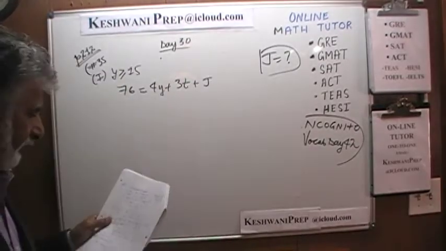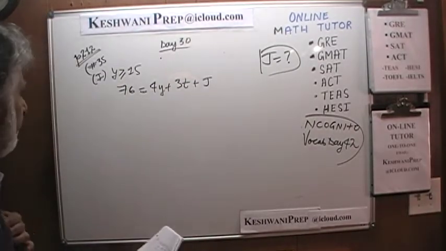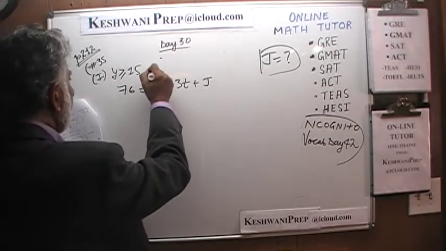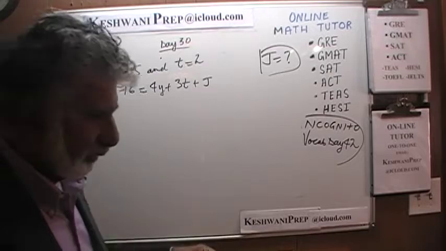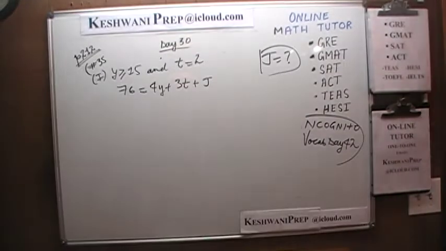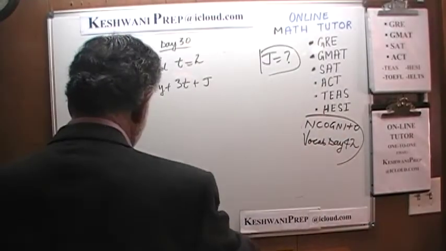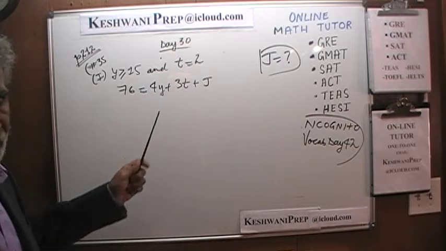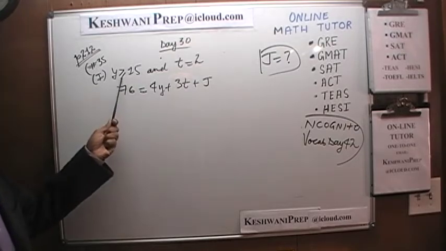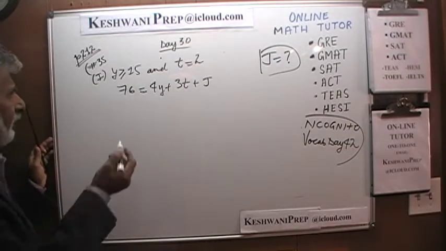And the question now is, oh, and they also tell us that t is equal to 2. I'm going to change the marker. Let's see what we can do. I hope that you're able to see right away that this is not going to work. Simply knowing that y is equal to 15 is not going to work.